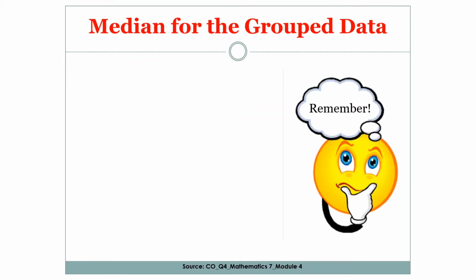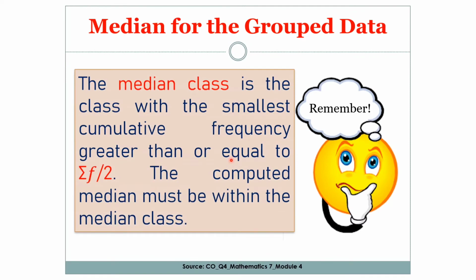This is very important to remember. This will serve as our basis in obtaining the value of the unknown variables in the formula. The median class is the class with the smallest cumulative frequency greater than or equal to this ratio, summation of frequency divided by 2. The computed median must be within the median class.